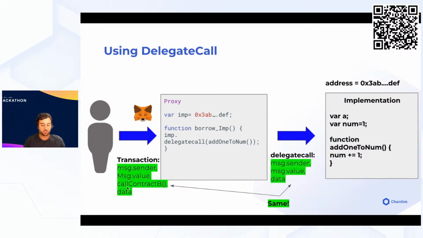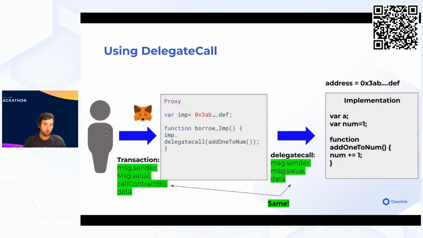It wants to call this function, call contract B, with data, its own data. And this actually should say not call contract B, but borrow imp here, right? And so they're actually trying to call this function borrow imp, and borrow imp calls delegate call on this implementation contract variable we're pointing to right here. So this contract here. And it does delegate call, and then delegate call will keep the message.sender of the user.